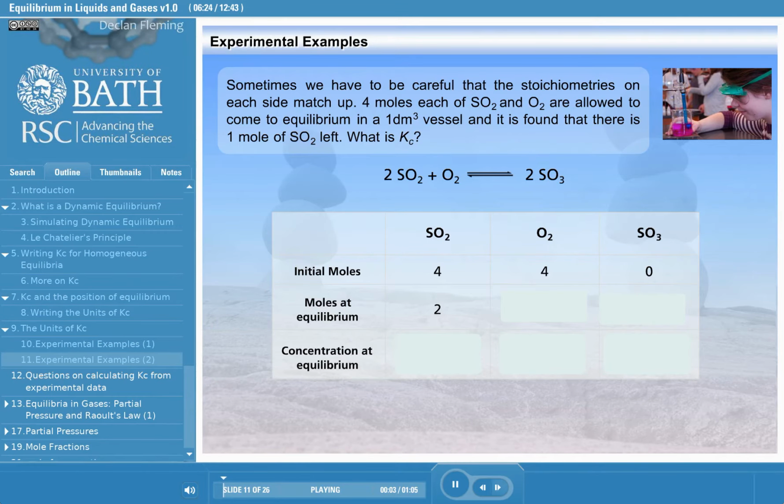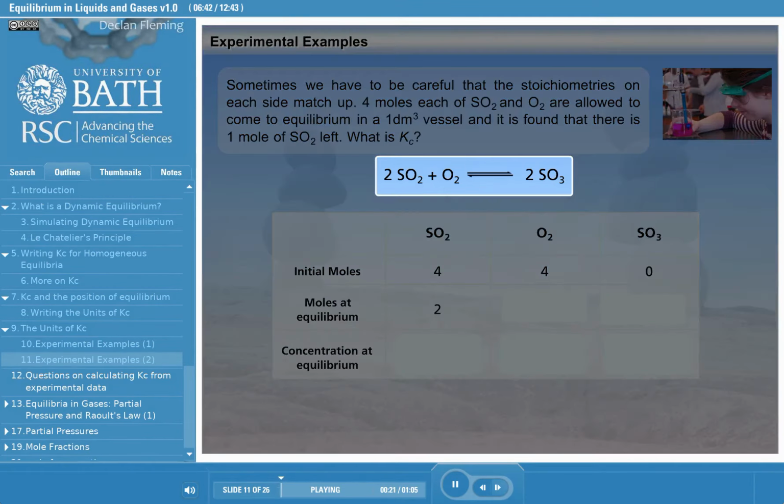Sometimes we have to be careful that the stoichiometries on each side match up. 4 moles each of sulfur dioxide and oxygen are allowed to come to equilibrium in a 1 decimeter cubed vessel, and it's found that there is 1 mole of sulfur dioxide left. How are we going to find out what Kc is?